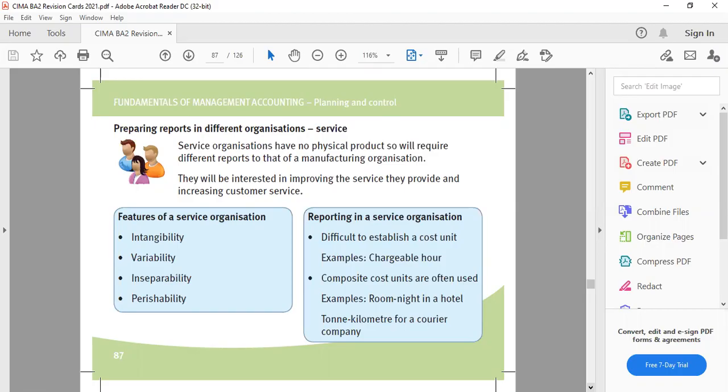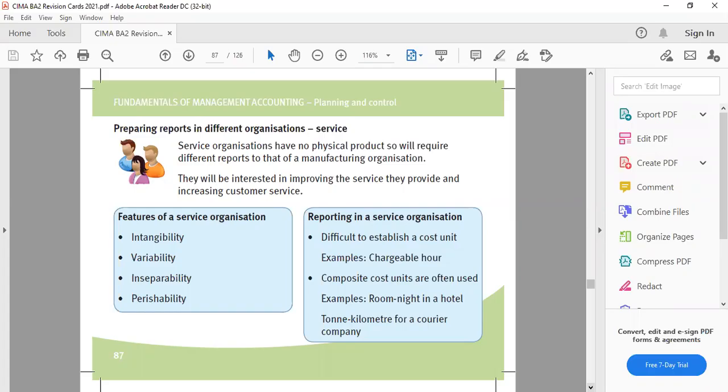Preparing reports in different organizations. In case of service organizations, first we need to understand what are the characteristics of service industries, service businesses. We know production or manufacturing organizations are involved in purchasing raw material, converting them into finished goods, and the finished goods are sold. So that's their main operation. But what about an organization which is involved in rendering services to the clients or the customers? What is the nature of such an organization? What is the nature of work carried out in such an organization?